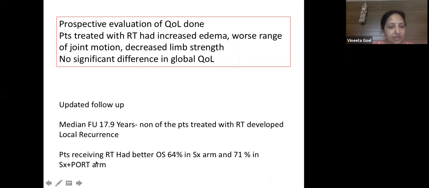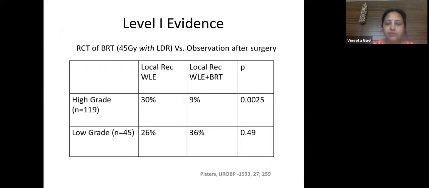And on longer follow-up, they found that patients who had received radiation therapy actually had better overall survival. It was 64% in the surgical arm and 71% in the arm receiving post-operative radiation therapy. Although the difference in overall survival was not statistically significant, there was a 7% improvement even in the overall survival of the patients who were treated with post-operative radiation therapy.